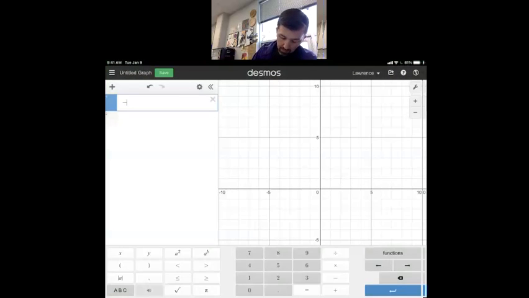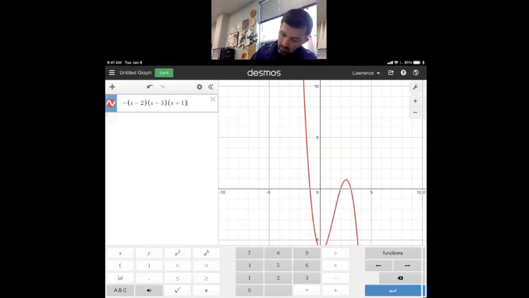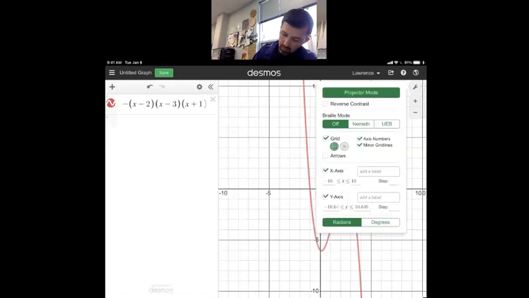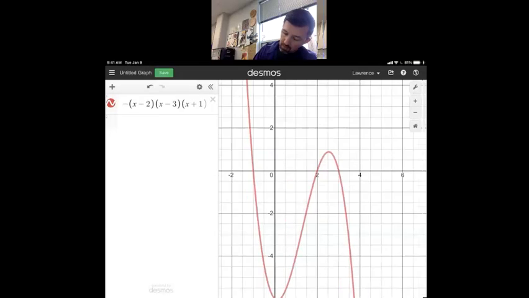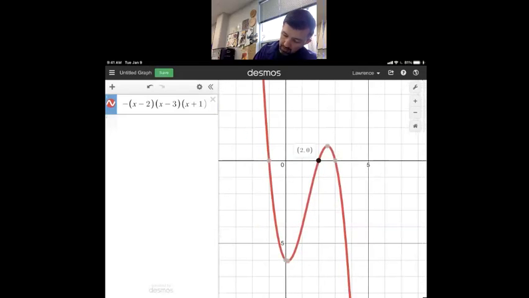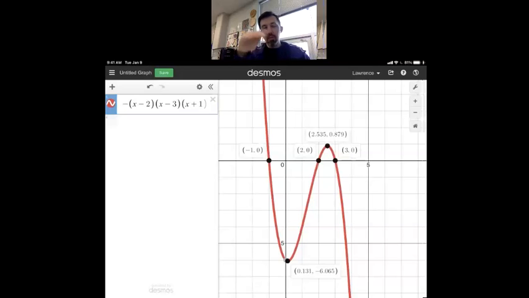So that was x minus 2, x minus 3, x plus 1. As we look at it here, there are those x-intercepts we saw earlier. Not surprising. Things I want to pay attention to: the y-intercept at 0, -6, as far as our sketch can go, and then our local minimum, and our local max looks like it's pretty much at 2.5, 1.